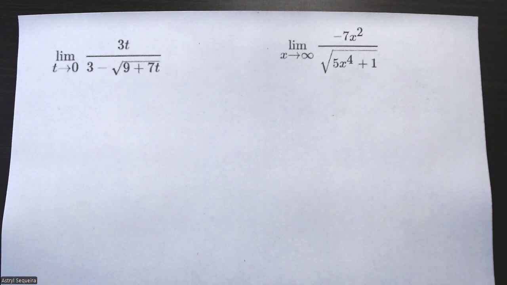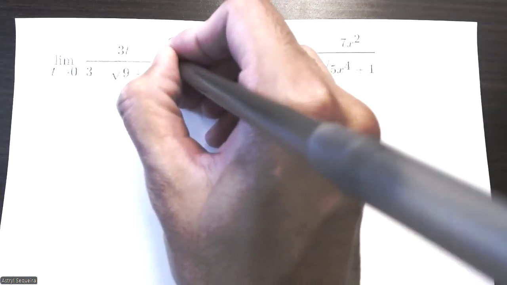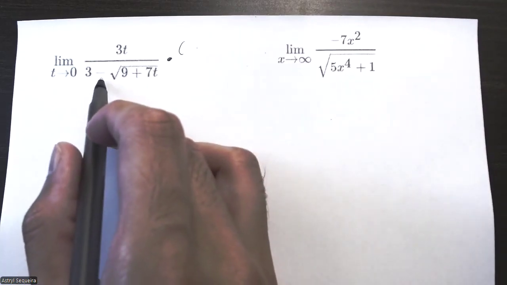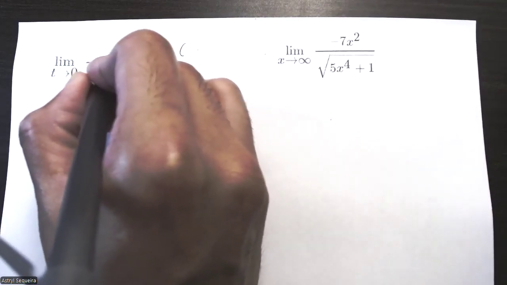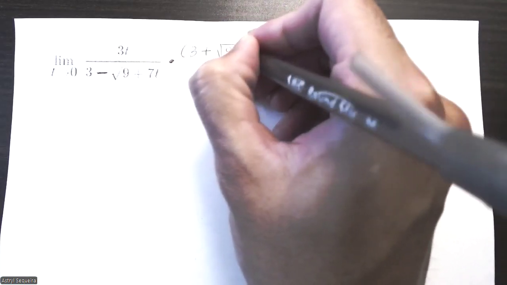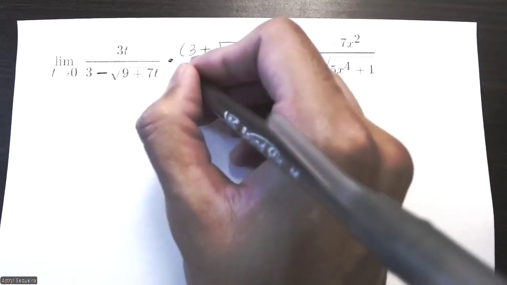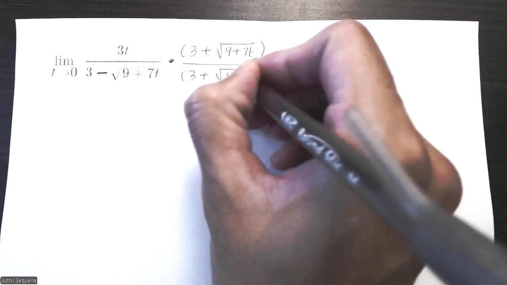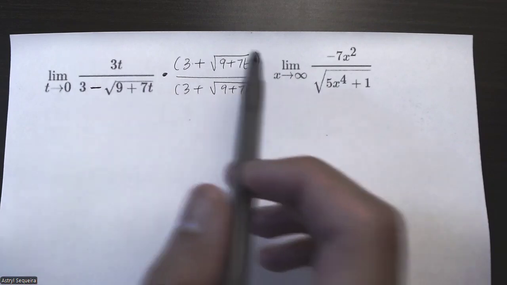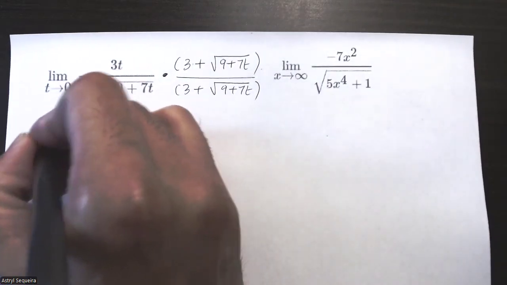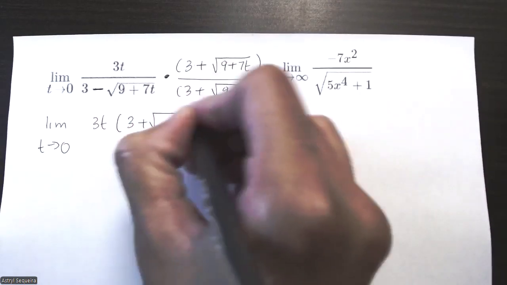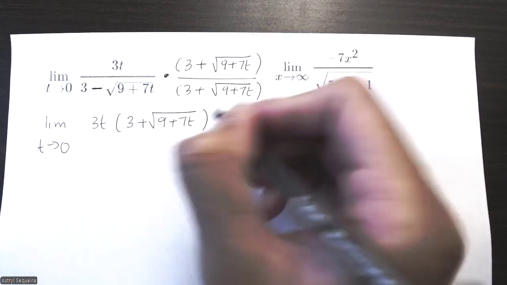That means I have to rationalize this, and in order to rationalize, I will multiply the top and bottom by the same thing with the square root, but change the sign on the outside. I will multiply by 3 plus root of 9 plus 7t on the top and the bottom. And we only have to rationalize the square root, so the other part stays exactly the same in factored form. So I'm just going to write that as 3t times 3 plus root of 9 plus 7t.